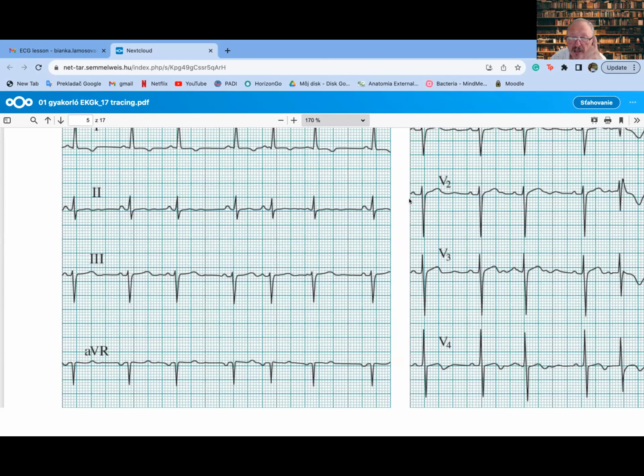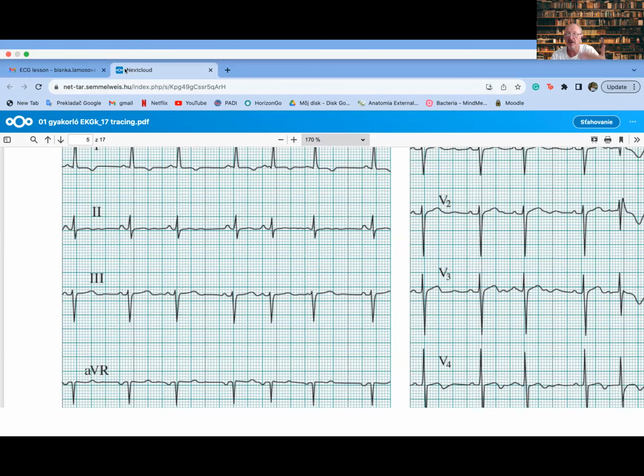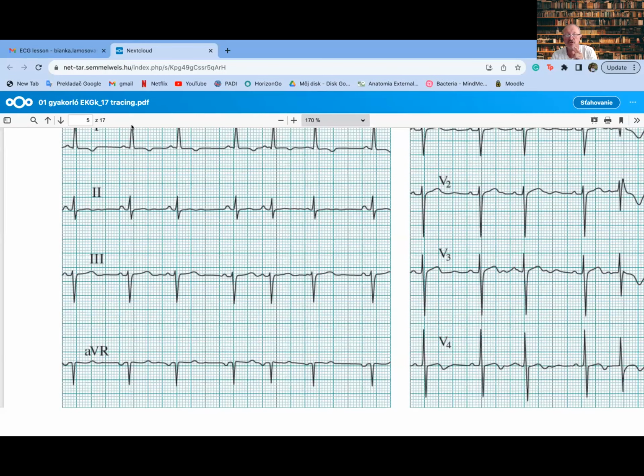So the criteria for a premature beat is that it should come earlier and be followed by a compensatory pause. This is how I know that it's a premature beat, and that's how I categorize the premature beats. Now let's look at the location of the premature beat. Is it fully compensated, or how do we see the compensations here?